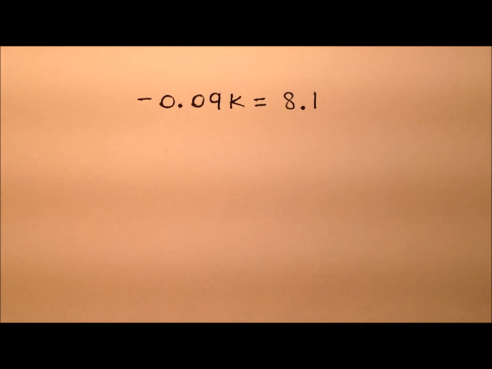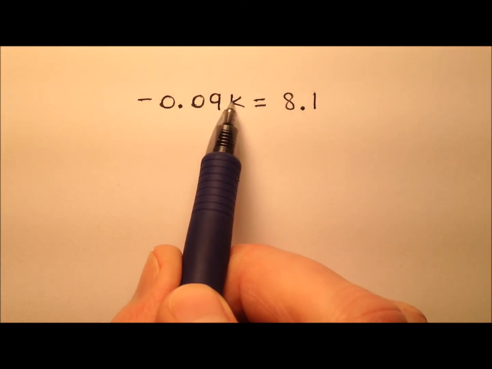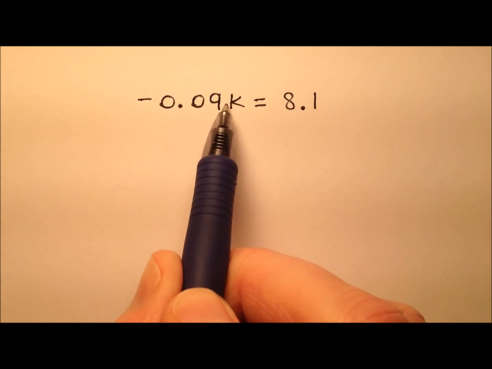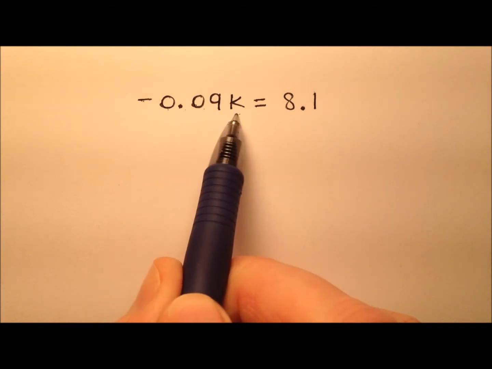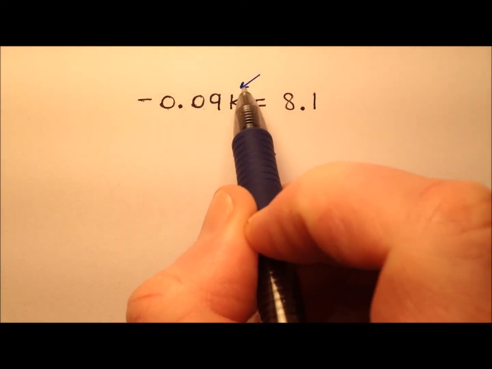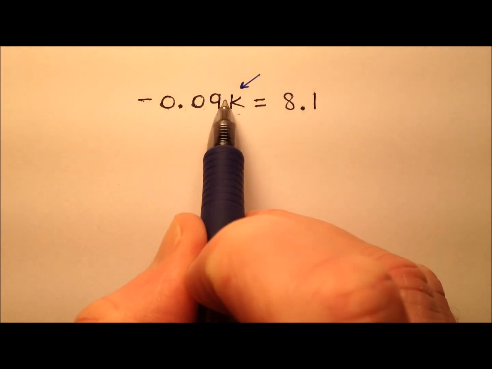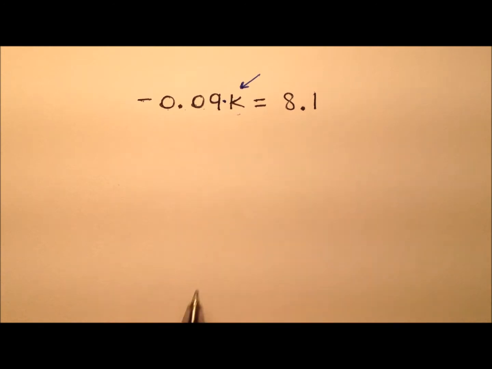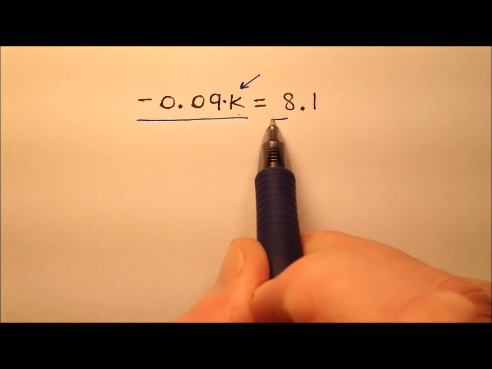In this example, it looks like we have a nice one-step equation where we have this k, some unknown number, that has been multiplied by negative 0.09, and when I do this multiplication, I get 8.1. So we're trying to solve for this unknown value k, and since we know that this number has been multiplied by k, we can undo that multiplication in order to isolate our variable by doing division.